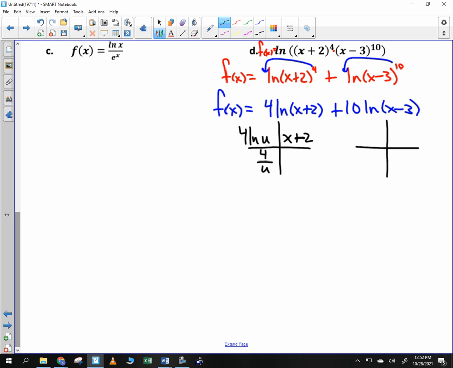What's the derivative of x plus 2? 1. Isn't that great? Like, well, it ends up being 1. So we get the derivative is, so we take this 1 and multiply it by that, right? So it's just 4 over x plus 2.